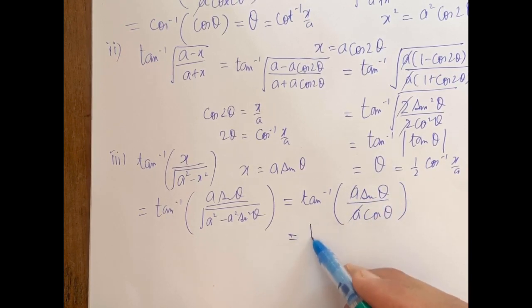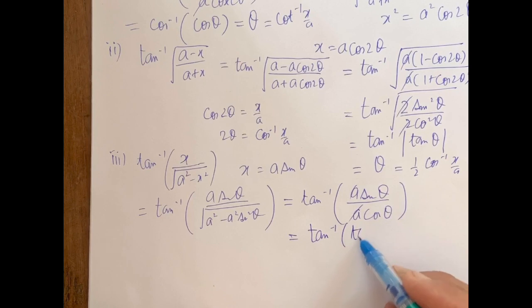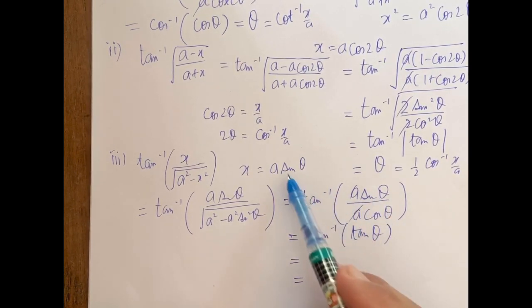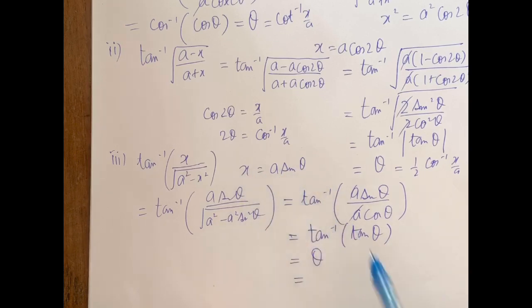That is tan inverse of tan theta, or it's theta. And theta can be written from this substitution. Sin theta is x by a, so theta is sin inverse of x by a.